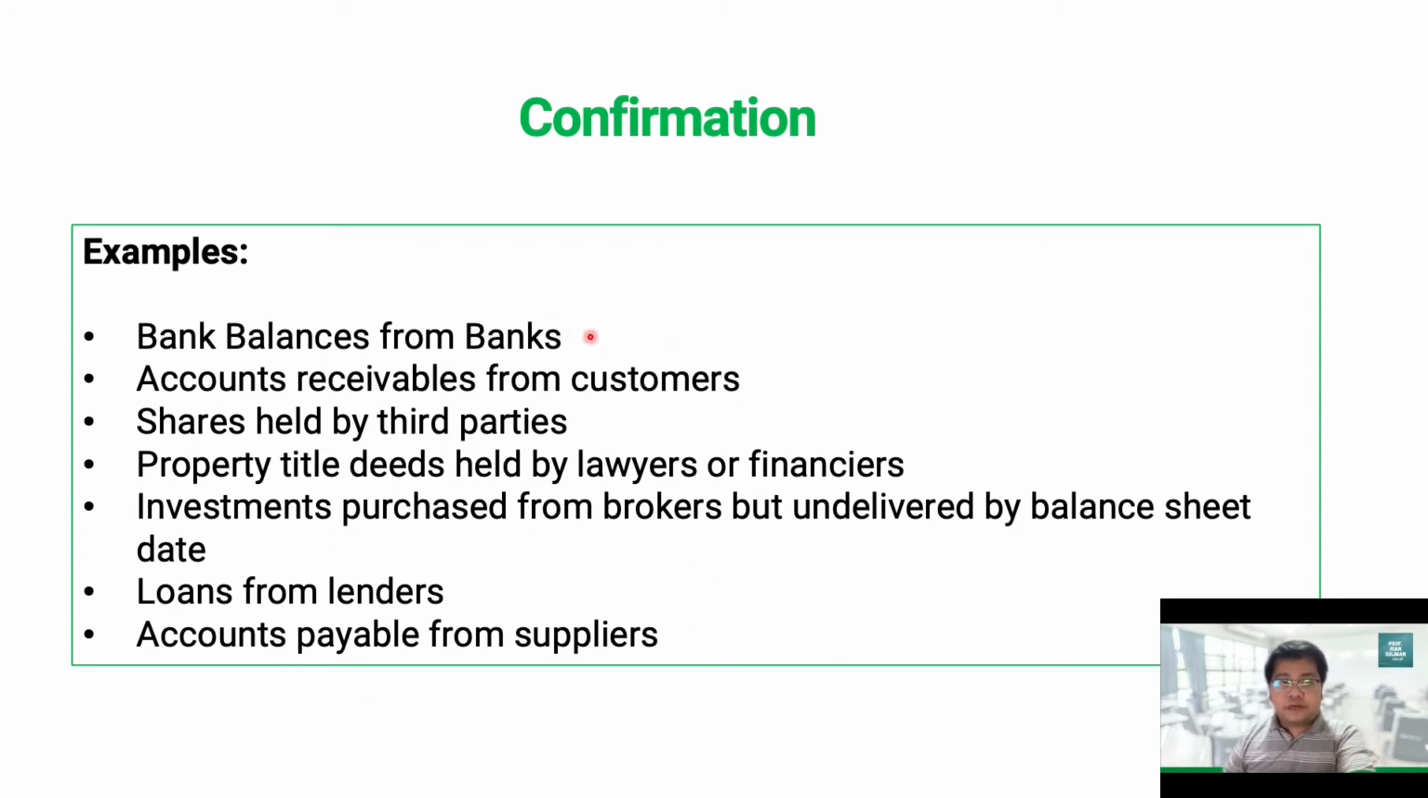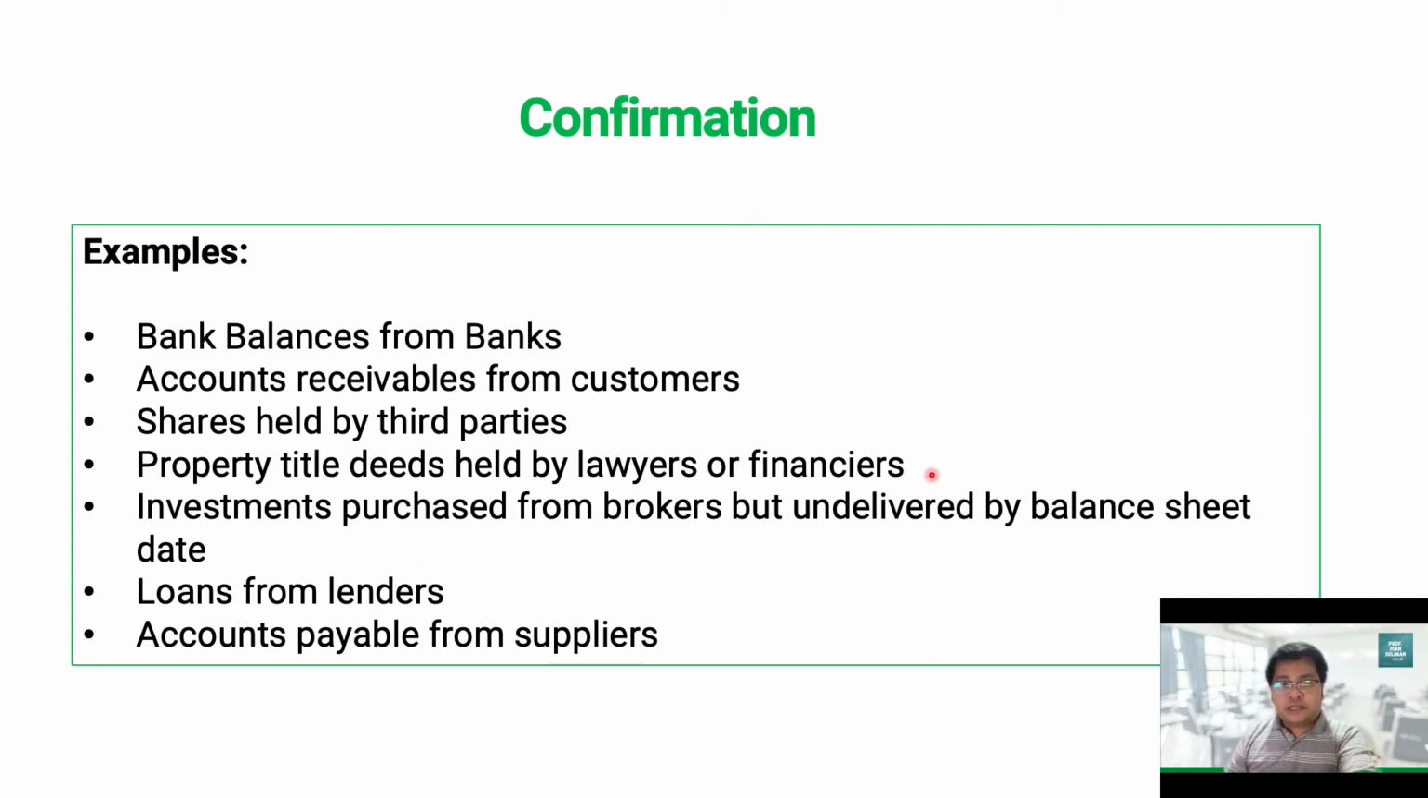So we normally confirm balances from banks of our client or financial institutions with which the client had transactions during the year. We also confirm accounts receivable from customers. Shares held by third parties, like for example, the client has investment in shares being kept by brokers or third parties. We can also confirm with those third parties. Property title deeds held by lawyers or financiers or even banks.